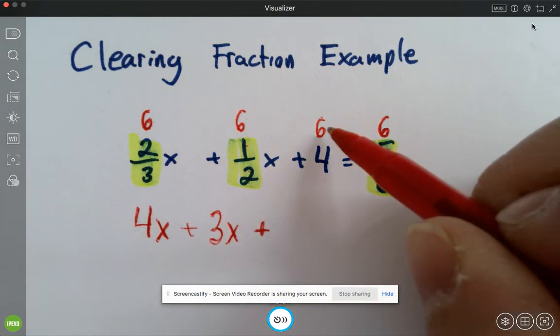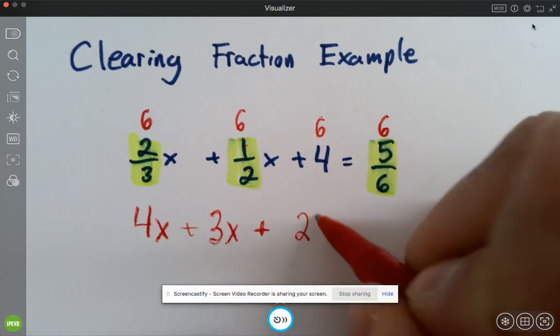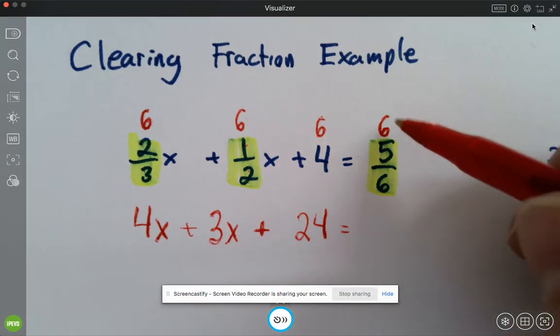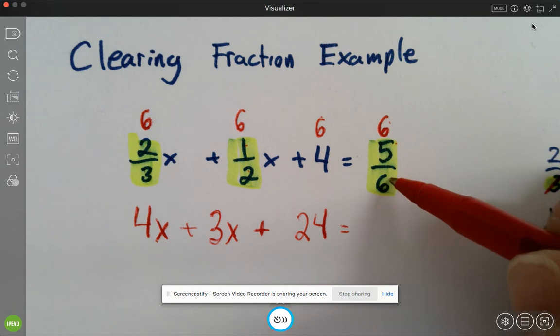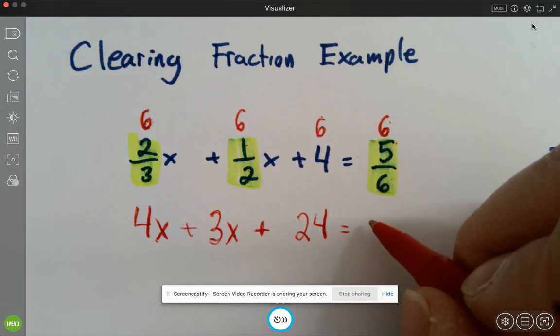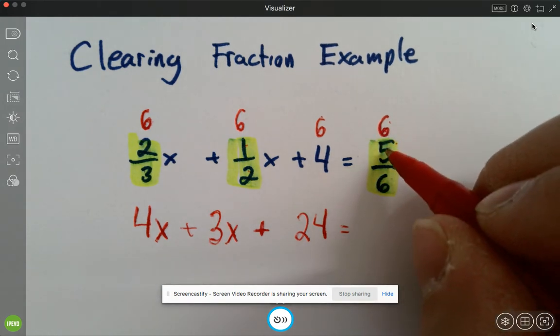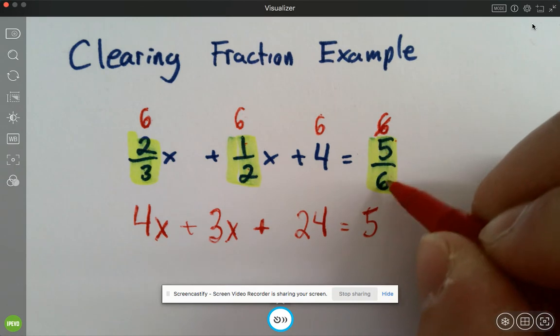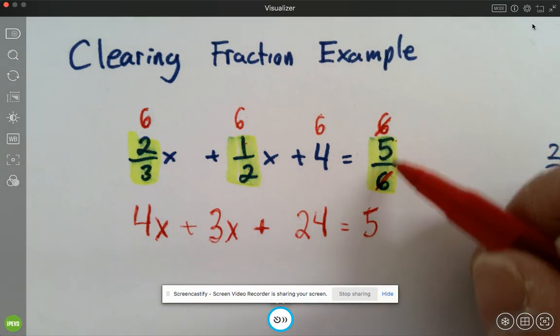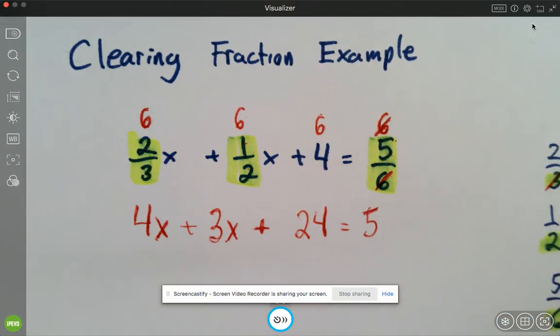Plus, now this is just 6 times 4, which is 24. And then 6 times 5 is 30, divided by 6 is back to 6. I'm sorry, it's back to 5. 6 times 5 is 30, divided by 6 is 5. When you do this, you're really just eliminating the denominators.